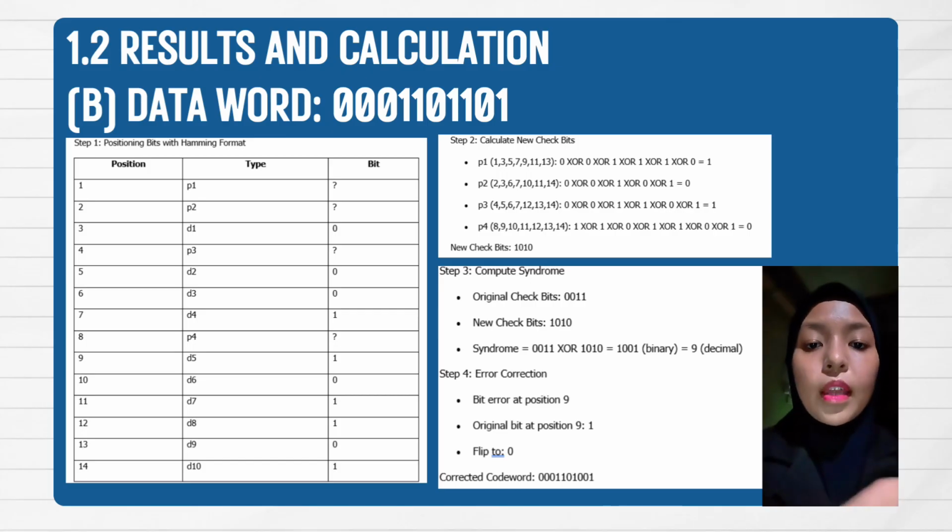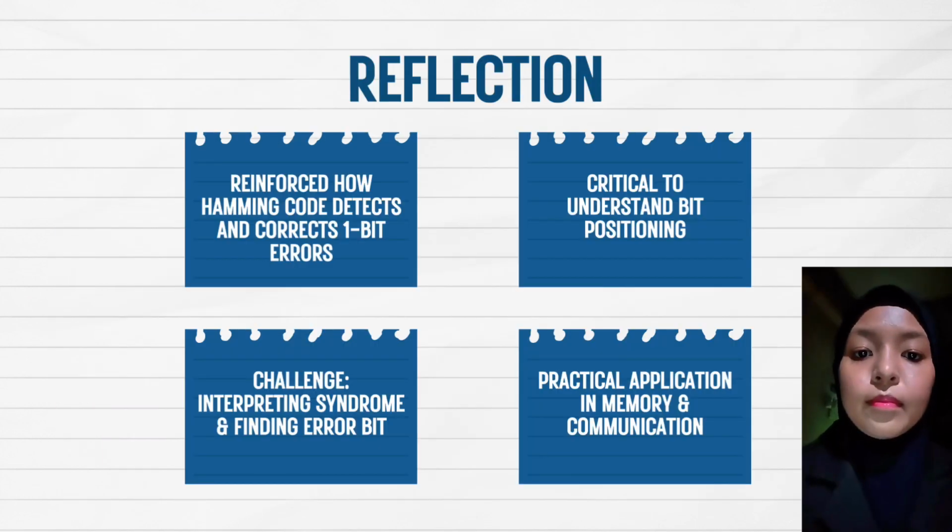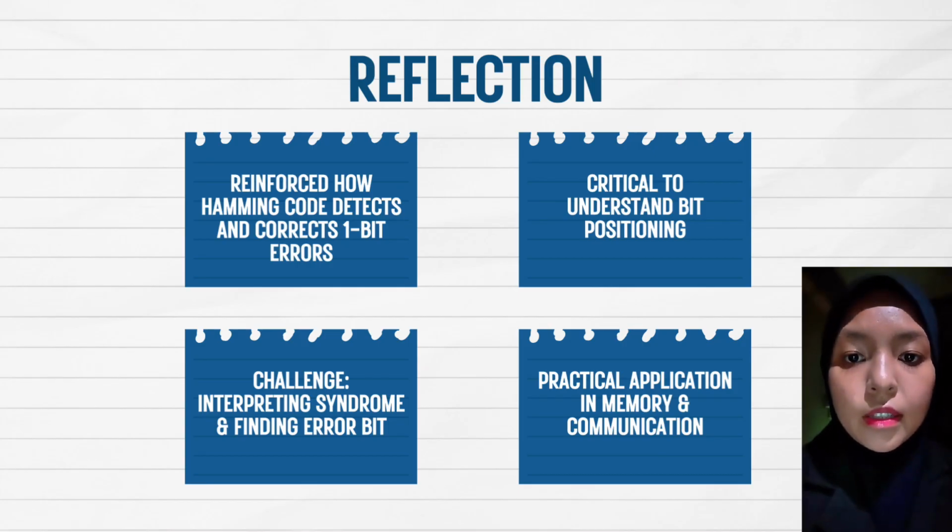We then XOR the new check bits 1010 with the original 0011. This gives us a syndrome of 1001 or 9 in decimal. That means there's an error at position 9. The bit at position 9 was 1. We flip it to 0, so the corrected code word becomes 000110101.